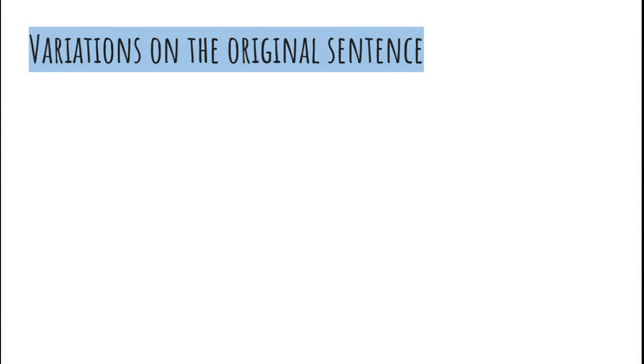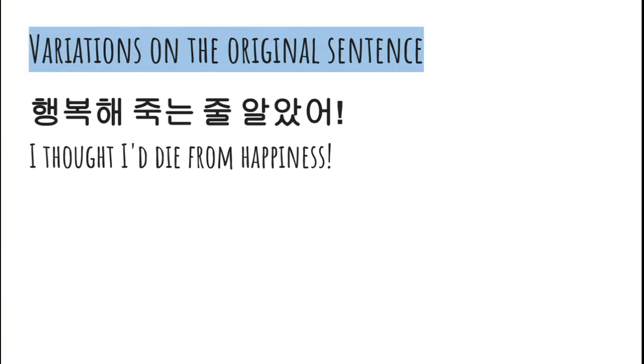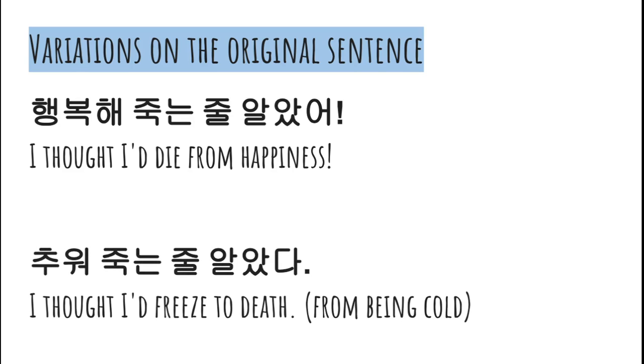Now we can make our variations. The first one, 행복해 죽는 줄 알았어. I thought I'd die from happiness. Basically, I'm so happy that I could die, essentially. And the next one, 추워 죽는 줄 알았다. I thought I'd freeze to death. So this one, I'm so cold that I'm dying. So it's like, I thought I'd die from being cold, essentially.